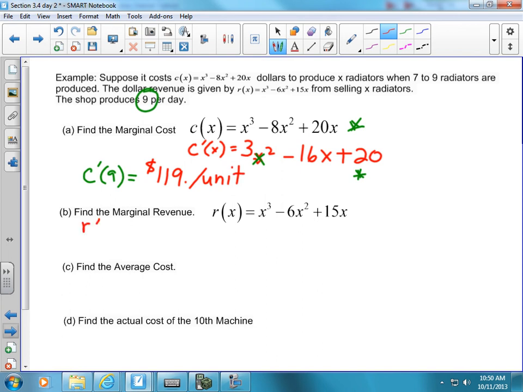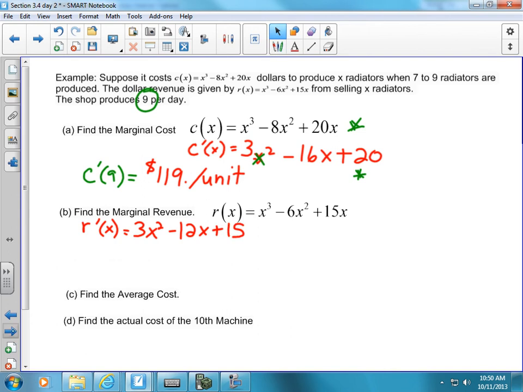Marginal revenue. I'm going to write the derivative over here since my board is acting up. It's 3x squared minus 12x plus 15. Again, we're going to plug in a 9 to get the marginal revenue of the 9th unit. And when we plug that in, we get $150 per unit.